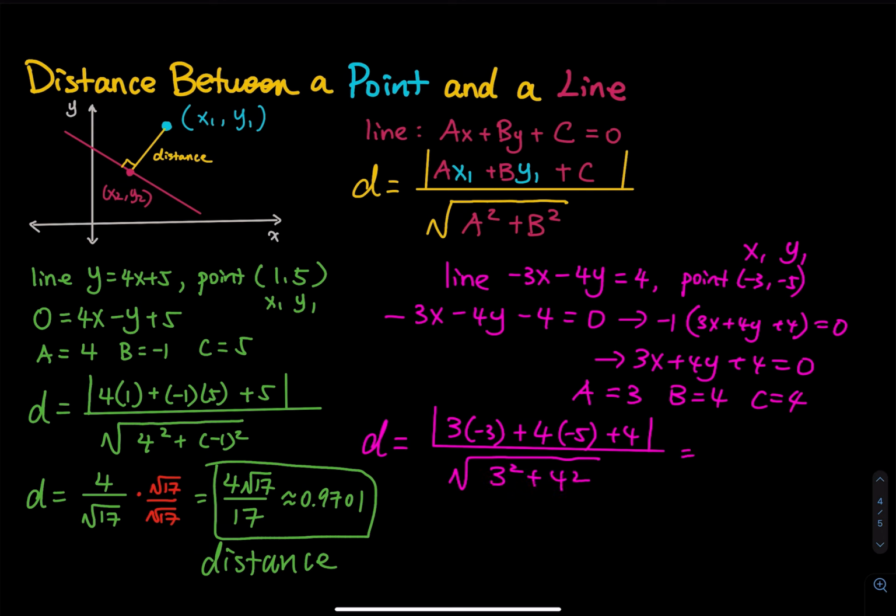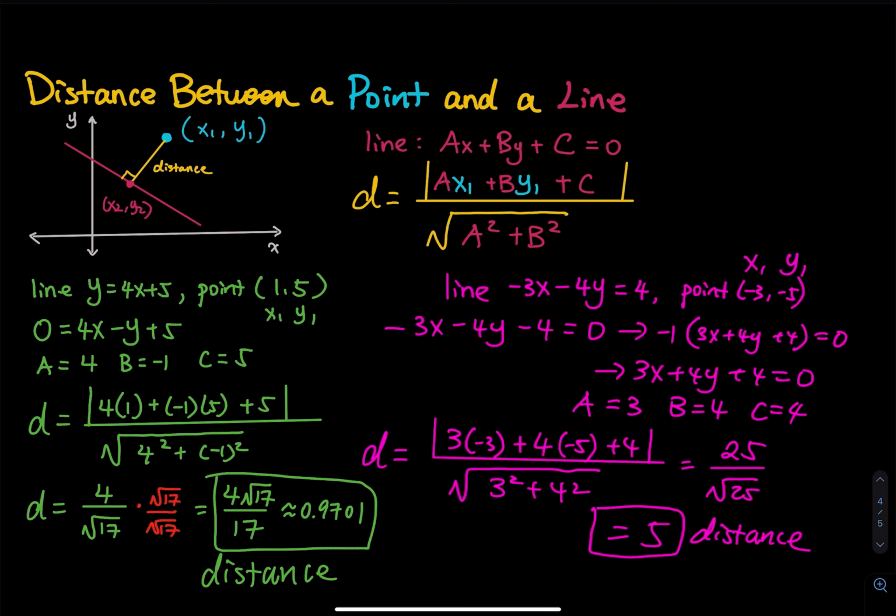And then what do you get on top? The top is negative 9 minus 20. Negative 29 plus 4 is negative 25. The absolute value of that is 25. And then the denominator is the square root of 25. 25 divided by 5, the distance is equal to 5. And that's how easy this formula is.